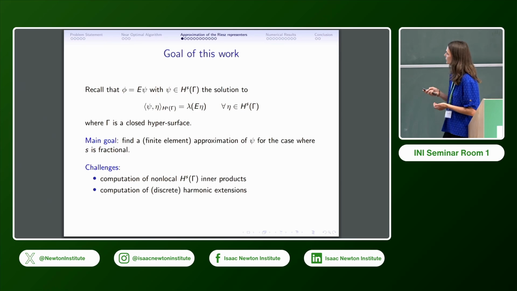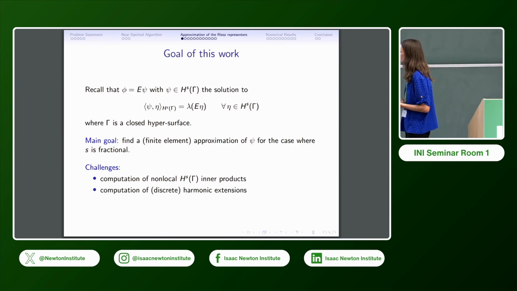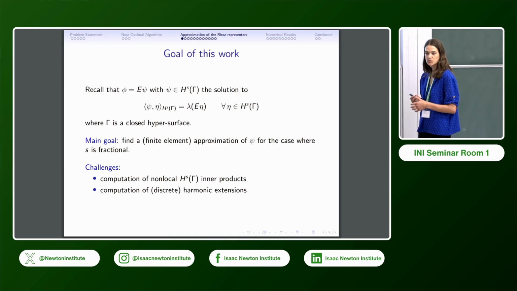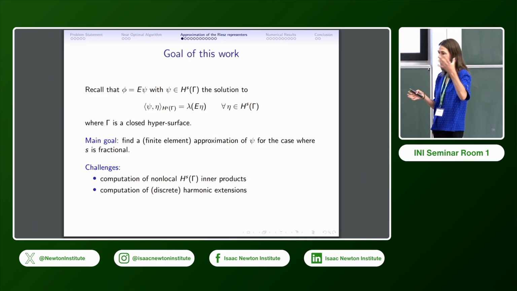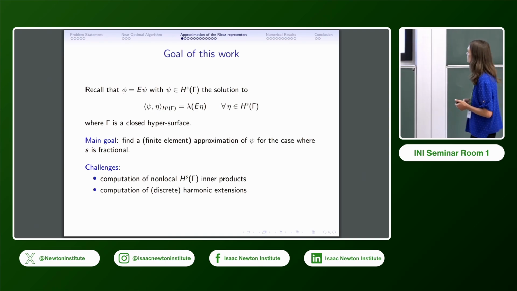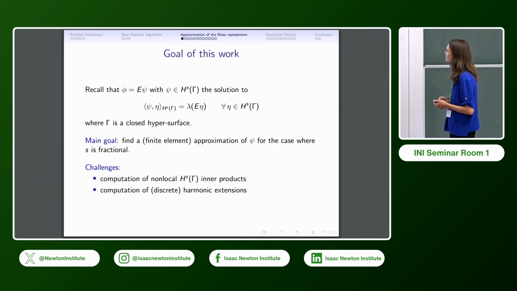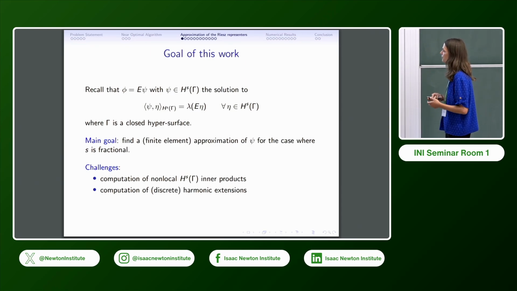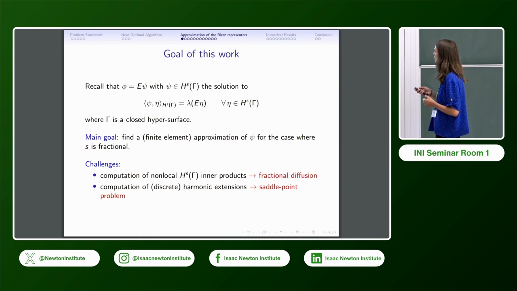So this is what I just said earlier. So the main goal is to get an approximation of the psi. So once we have an approximation of the psi, we can get an approximation of the phi, and specifically for the case where S is fractional. And there are basically two challenges to solve this problem here.